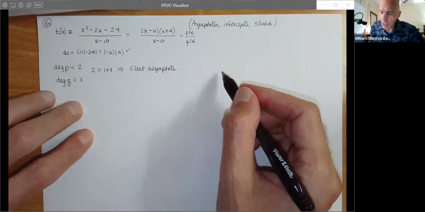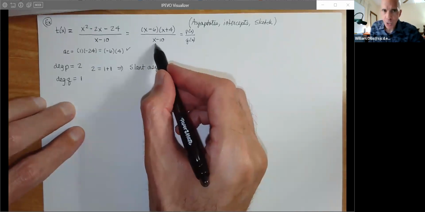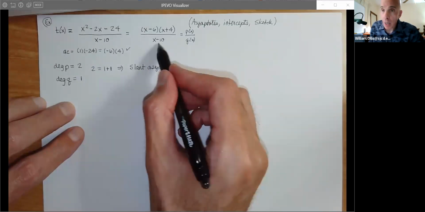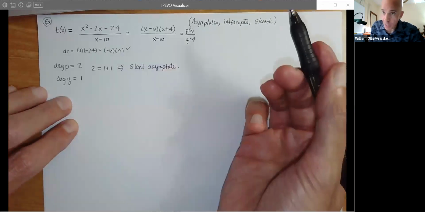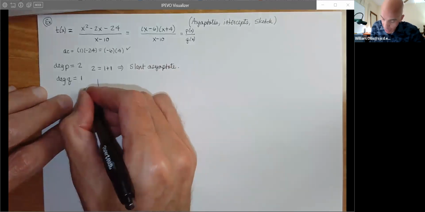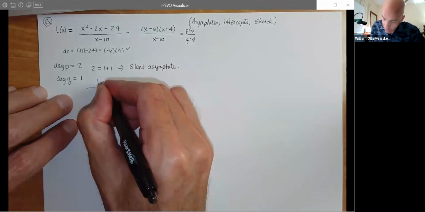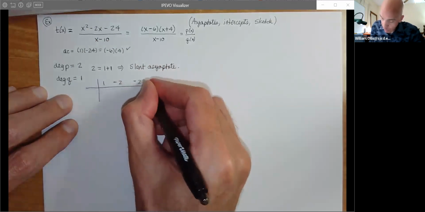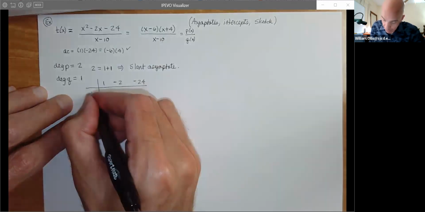Now, we can notice a couple of things here. Since the Q is actually an x minus c, we can find the quotient using the synthetic process. So that's a freebie. So let's go ahead and find the quotient that way. Otherwise, we'd have to just use the long division. So we have what? 1, -2, -24. And then, of course, the c is 10.